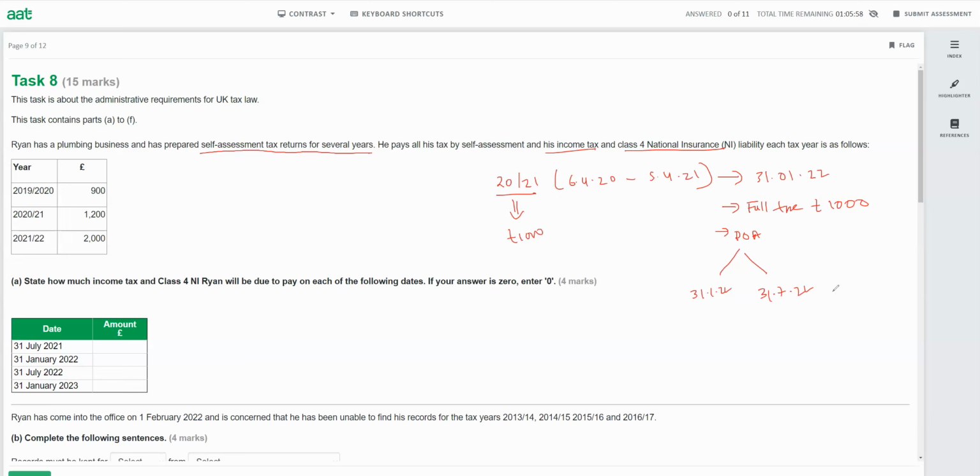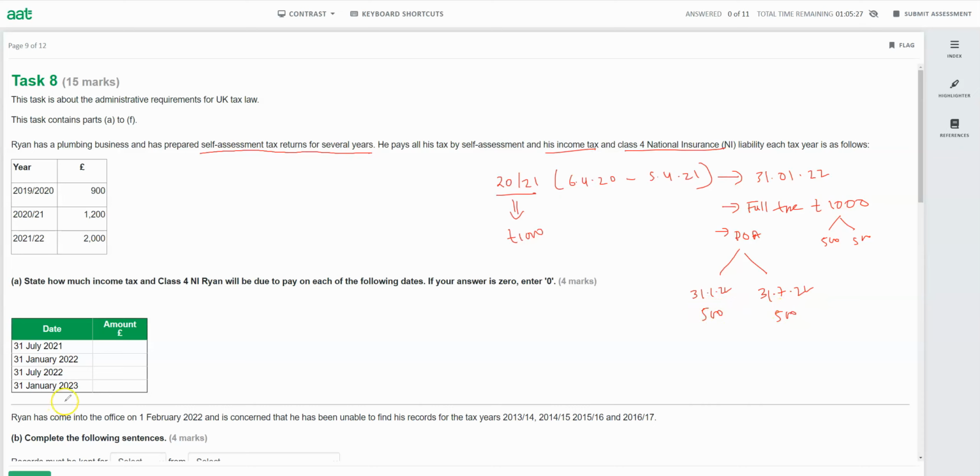Even though in real life, if you don't like to pay in advance, or if you think your income next year will not be the same, you can reduce it, but we are learning the rules, so for exam purposes we'll follow that. So here we need to see how much the tax liability for this year is, that is 1000. If I make it half, it will be 500. So 500 I need to pay on 31st of January, and another 500 on 31st of July.